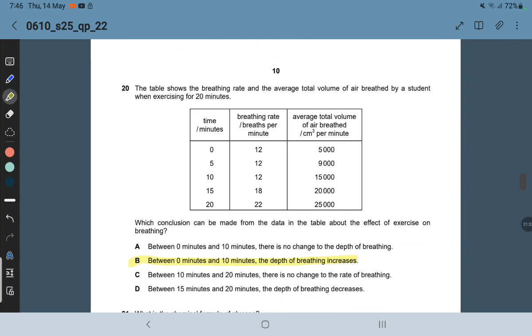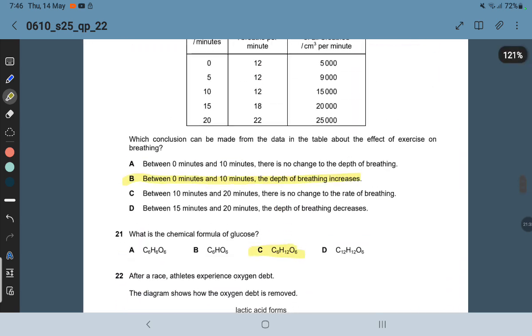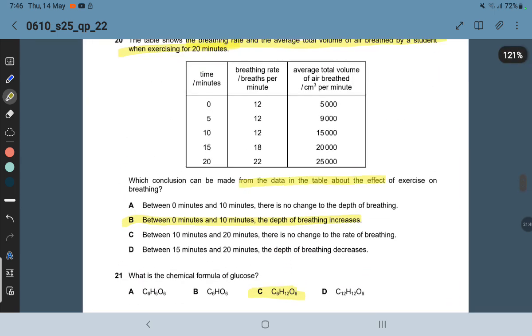20. The table shows the breathing rate and average total volume of air breathed by someone exercising for 20 minutes. What conclusions can be made from the data in the table about the effect of exercise on breathing? He's saying the answer is B. Now let's see. Between 0 minutes and 10 minutes the depth of breathing increases. Well, let us check it. Between 0 and 10, I can see that it was 5,000, now it's 15,000.